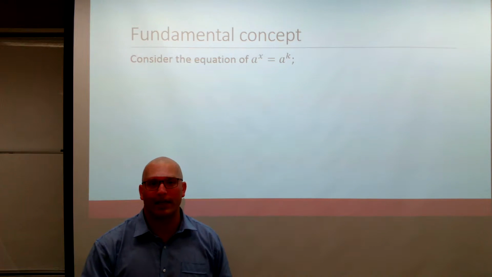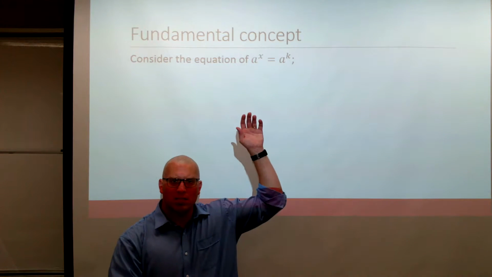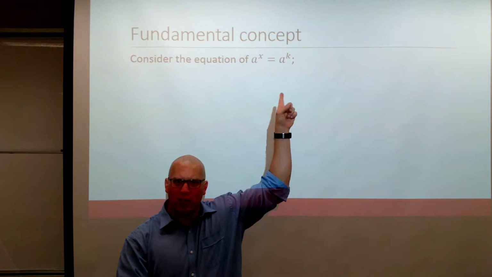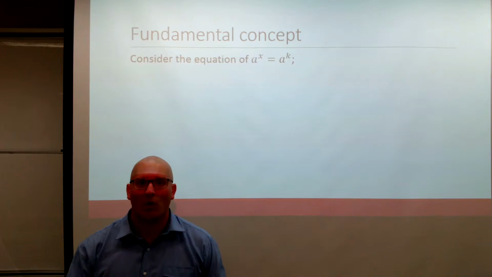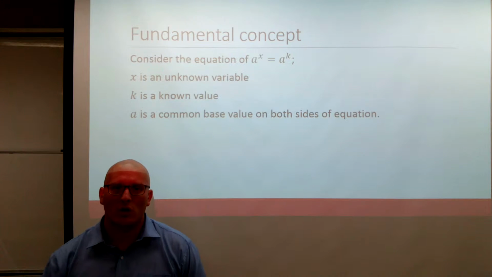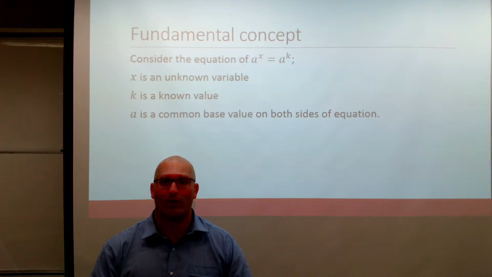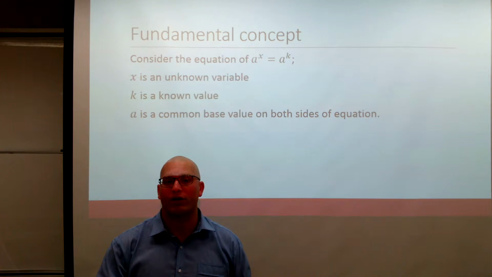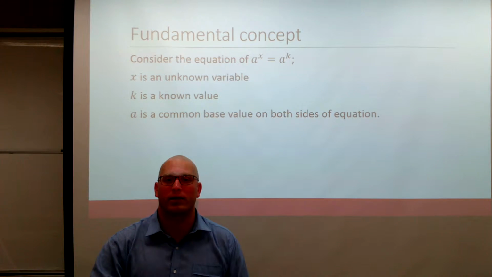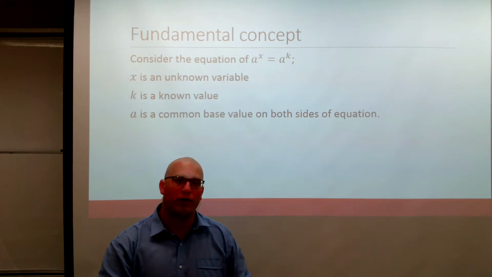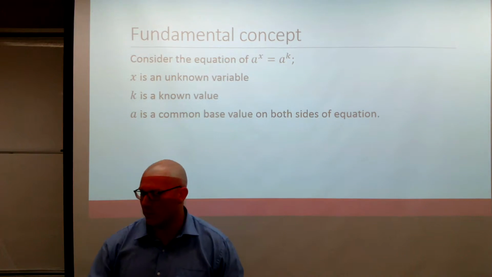Okay, what's the idea? So we see here, consider the fact that a raised to the power of x is equal to a raised to the power of k. What are all these things? So x is an unknown variable, what we're trying to solve for. K is a known value, which we can compare to x. And a is a common base on either side of our exponential equation.